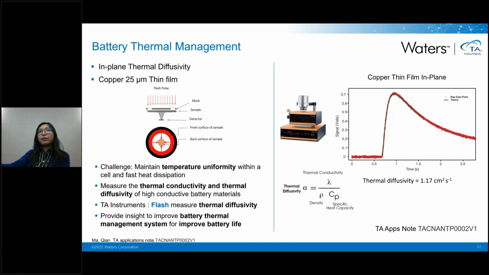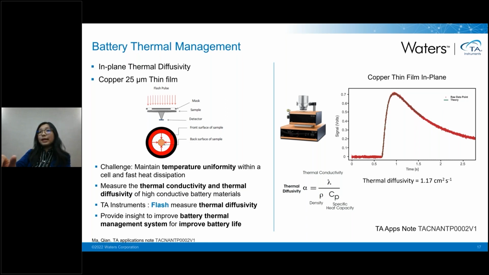This is an example of a 25 micron thin film material where we are able to measure the thermal diffusivity through plane. It allows you to send heat through a sample, with a mask to prevent the heat from flowing directly. By looking at the heat flow change on the thermocouple on the backside of the sample, you can fit to a solution to measure the thermal diffusivity of the copper thin film. The thermal diffusivity measured here is 1.17 centimeters squared per second.